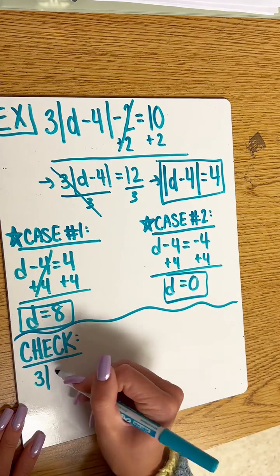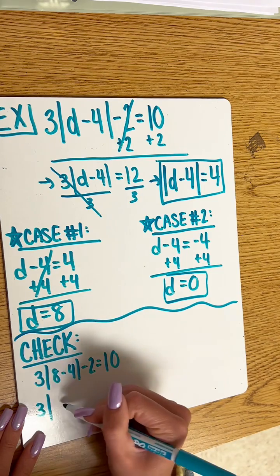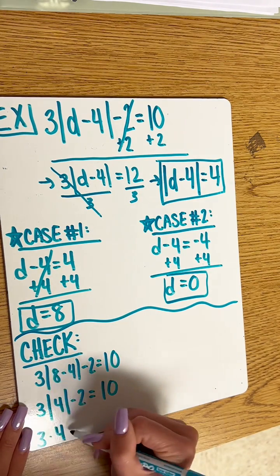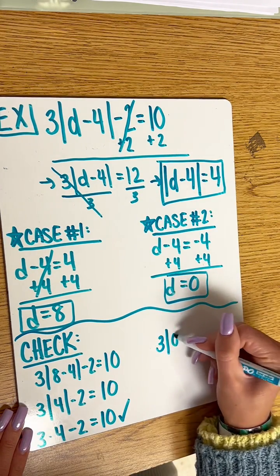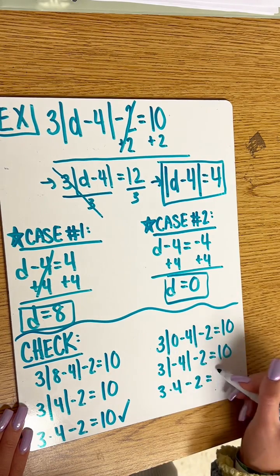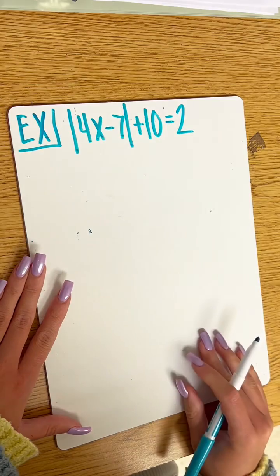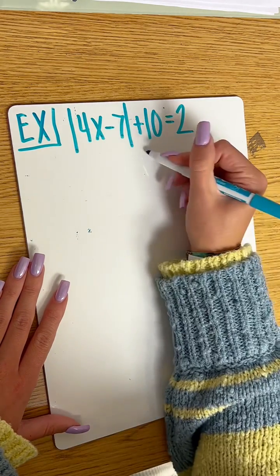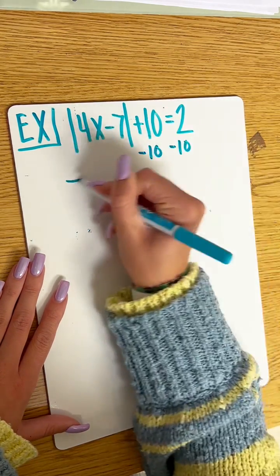Now, just like I did for the other problem, I'm going to take my solutions of 8 and 0 and plug them both back into the original problem to see if my answers make sense. And when I do the math, they end up checking out. Here's one final problem to take a look at. So again, I'm going to isolate my absolute value expression.